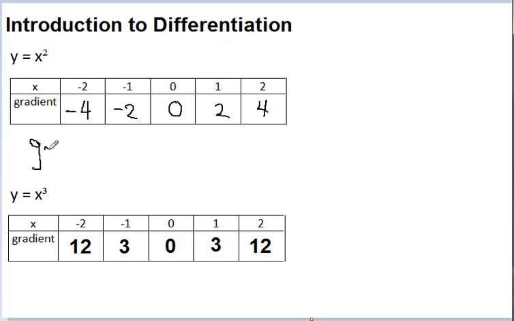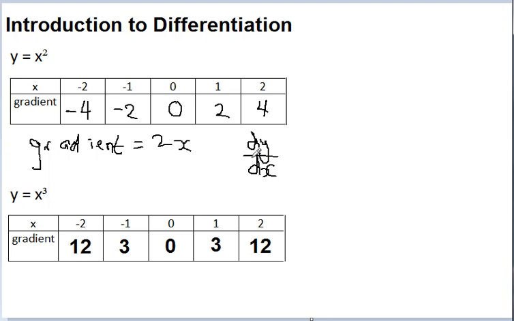The gradient, sorry for the bad handwriting there, is equal to 2 times the x coordinate, so 2x. Obviously, instead of writing out gradient every time, we don't want to do that, so instead we're going to use certain notation. We're going to say dy by dx.